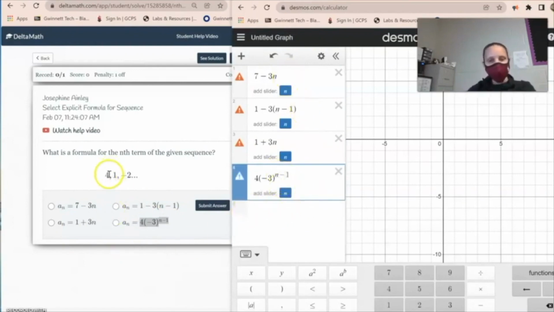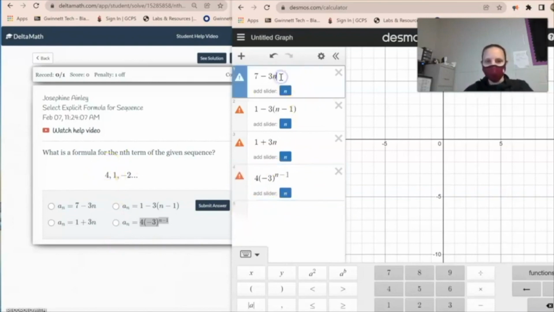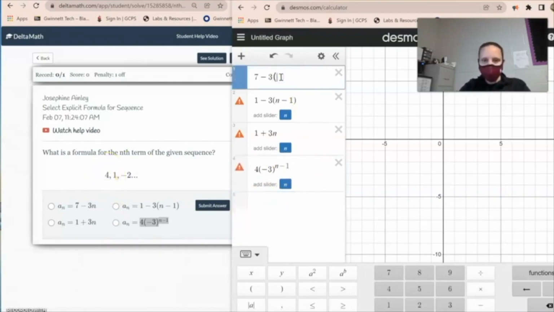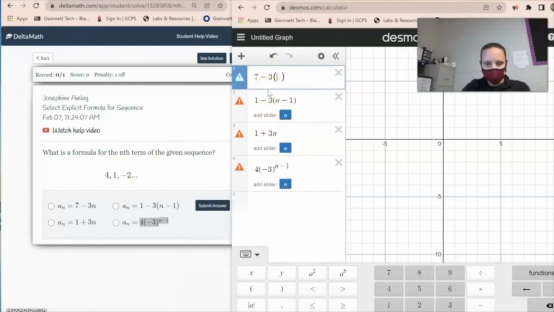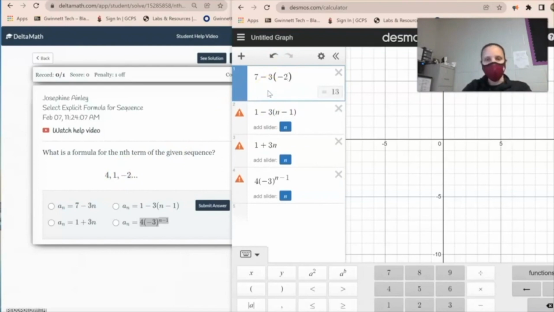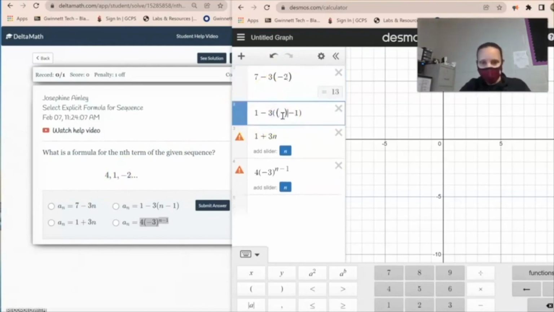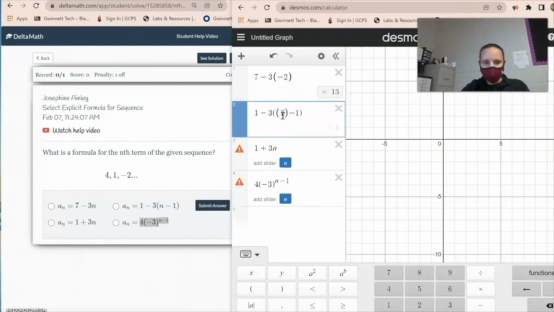And now I'm going to say, when n is 1, do I get 4? So I come right here and I do 1. Did I get 4? I did. All right, what about the second term? If I put 2, do I get 1? I do. And if I put 3, do I get -2? I don't. Okay, so A is not the answer. So now I'm going to check B. Wherever I see n, put it in parentheses. I'm going to put the first term. Do I get 4? I don't, so it's not that one.